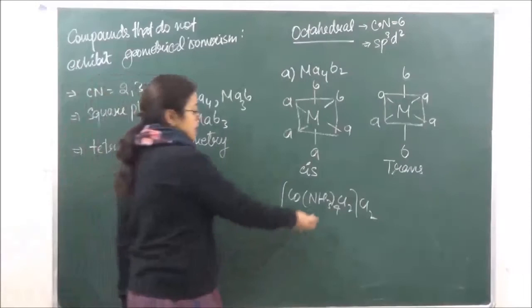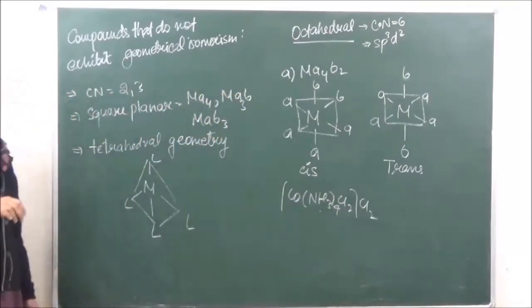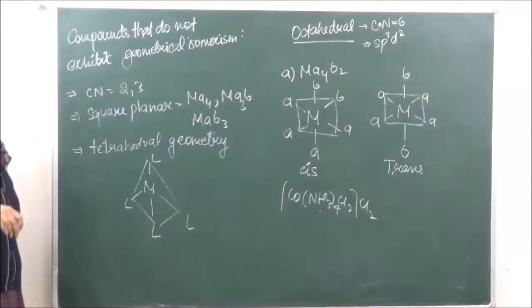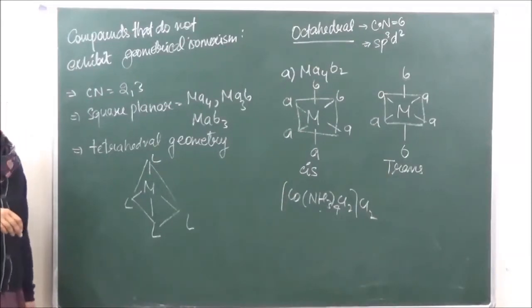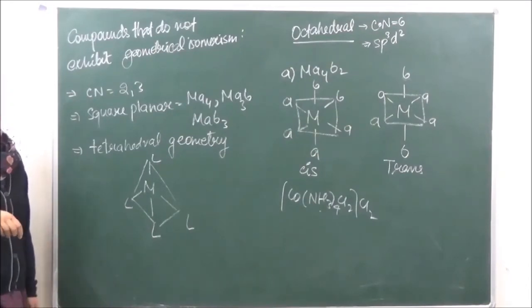So over here there are 4 ligands of one type and 2 ligands of the other type, right? So this is going to show a same kind where chlorine may occupy either the adjacent positions or it may occupy the opposite positions. Okay? So this is one example which you can take over here.